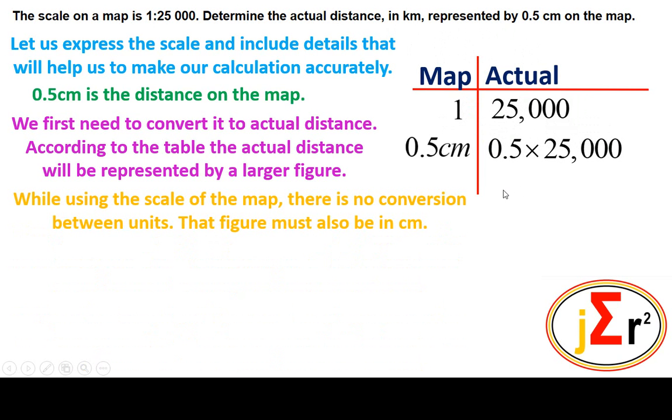While using the scale of a map, there is no conversion between units. That figure must also be in centimeter. Now notice that these are in the same unit. As a matter of fact, no unit is given. When no unit is given, it means that the units are the same. So it does not matter. The scale is just 1 to 25,000. So we will take whatever we have for the distance on the map and we multiply that by 25,000. While doing that, there is no change in units. There is no unit conversion. So they are the same units.